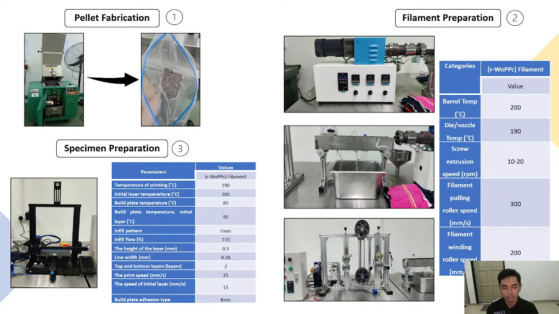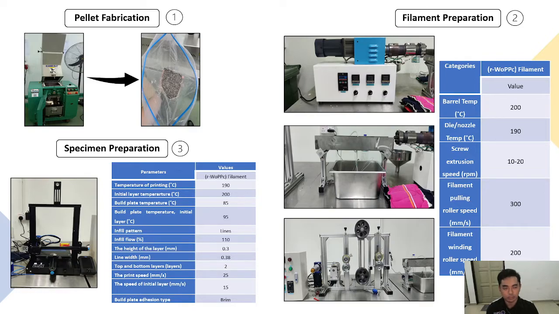After we finish the mixing process, we go to the pellet fabrication. As you can see, by using a crusher machine, we can convert the mixture to pellet size. After the pellet fabrication, we go to the second process, which is the filament preparation. The filament preparation uses only a single extruder with the cooling and the roller process.